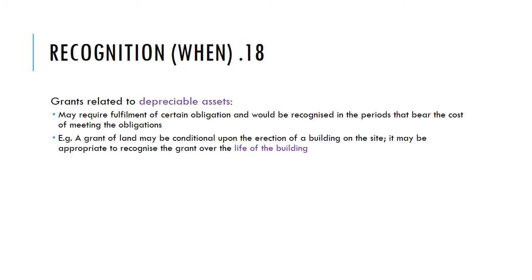Paragraph 18 also has a very specific example for us. It tells us that if a grant is related to a depreciable asset, it may require fulfillment of certain obligations and would be recognized in the periods that bear the cost of meeting the obligation. Now here's the very specific example. If you receive land, it may be conditional upon the erection of a building on this site. So you receive land, but you have to put up a building. It may be appropriate to recognize the grant over the useful life of the building.